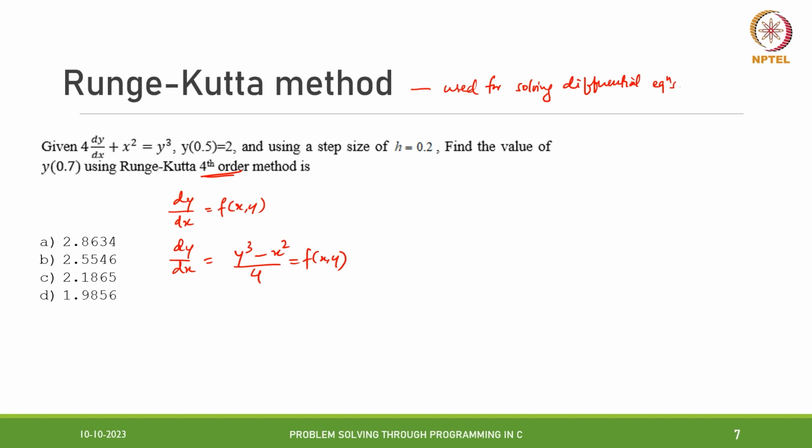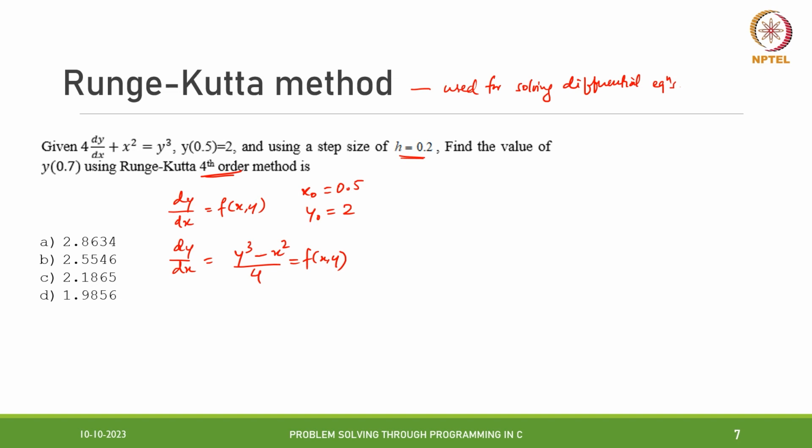Now it is saying that the initial value of x is x naught, and that is 0.5, for which the initial value of y is 2. So the value of y at this x value of 0.5 is 2. That is what we know. Okay, and we know the step size, which is h of 0.2. Now we are asked to calculate the value of y of 0.7 using the Runge-Kutta fourth order method.